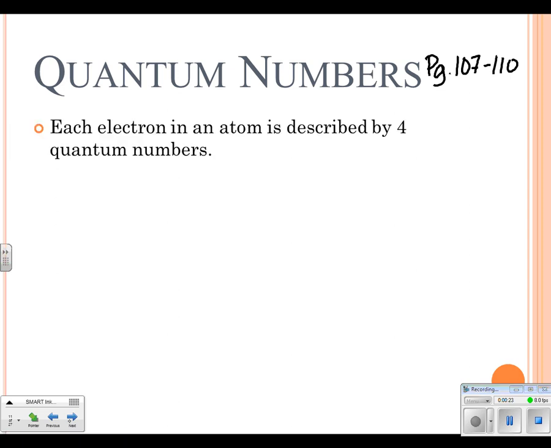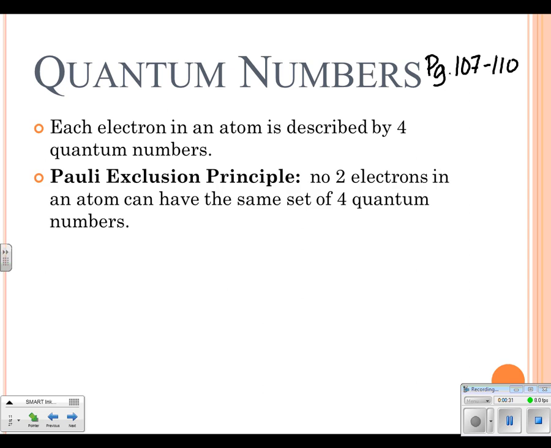So, quantum numbers are related to where electrons are in an atom. Each electron in an atom is described by 4 quantum numbers. The Pauli exclusion principle states that no 2 electrons in an atom can have the same set of 4 quantum numbers. I like to look at this as an address.